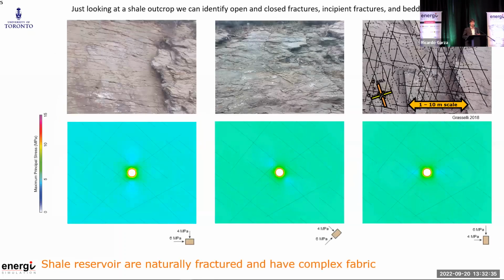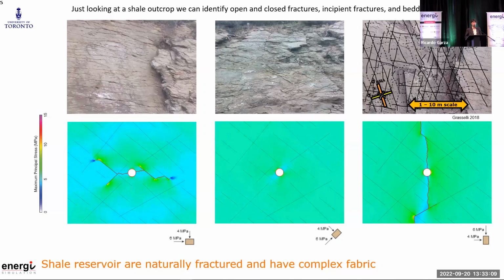I took these pictures on an outcrop not far from here in Kananaskis, and they show the outcrop of the Montney shale, which is one of the richest plays in Canada. When you look at the outcrop, you can identify a lot of fractures, incipient fractures and bedding planes. So the fractures are everywhere within this formation.